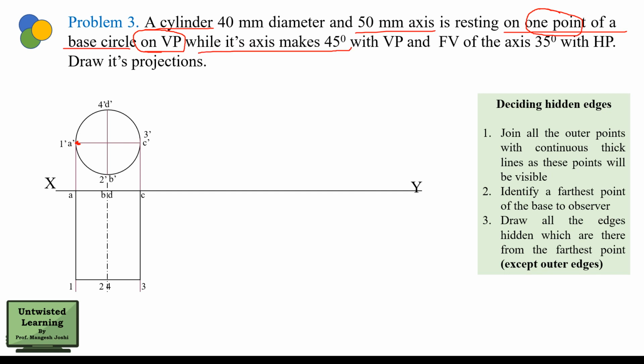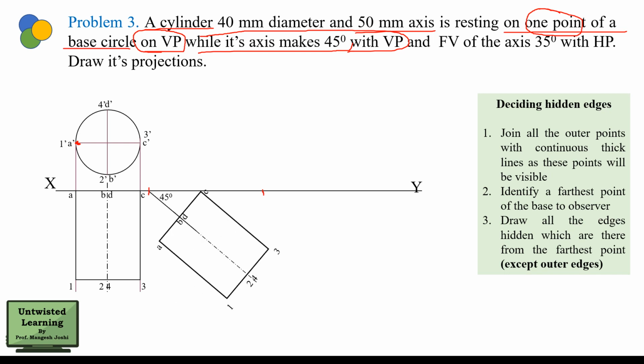Okay. Now it is resting on one point of a base circle on HP, while its axis makes 45 degrees with VP. So you have to keep one point on the vertical plane. Okay. Then you will draw 45 degrees. You can select anywhere. So here in this case it is taken over here.